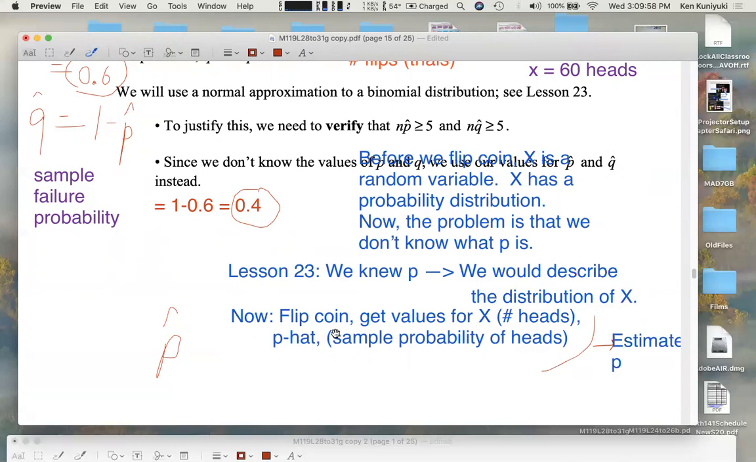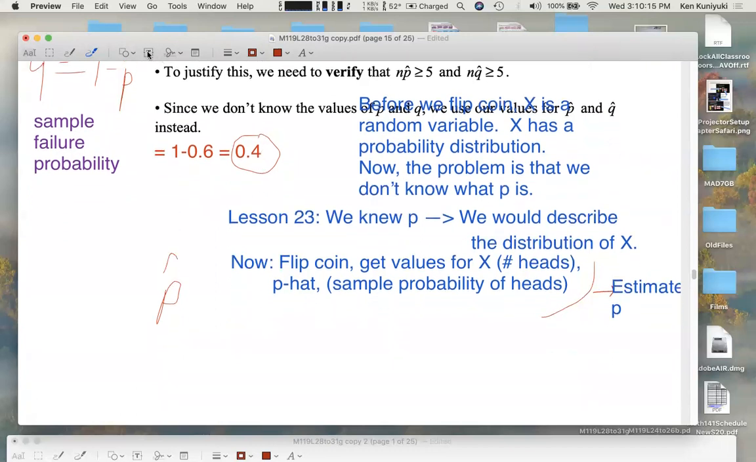We're going to start by actually flipping the coin, getting a value for X, the number of heads, and also P hat, the sample proportion or probability of heads. And from this information, we're going to try to infer and estimate the true value for P, the true probability of heads. This is inference. Before, it was straight up probability, but now this is inference. We're trying to infer something about the actual parameter of interest, P.